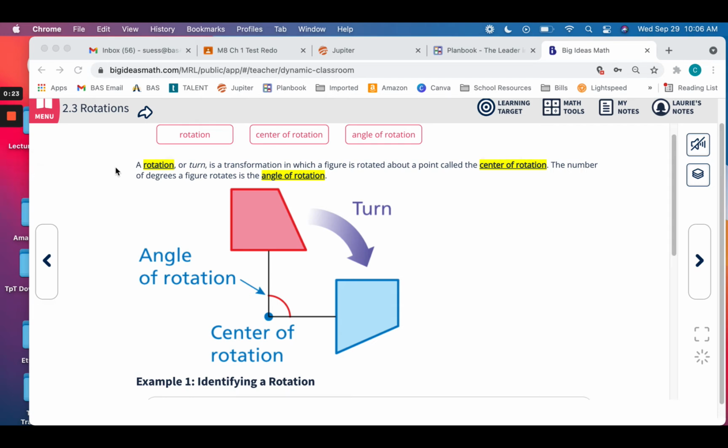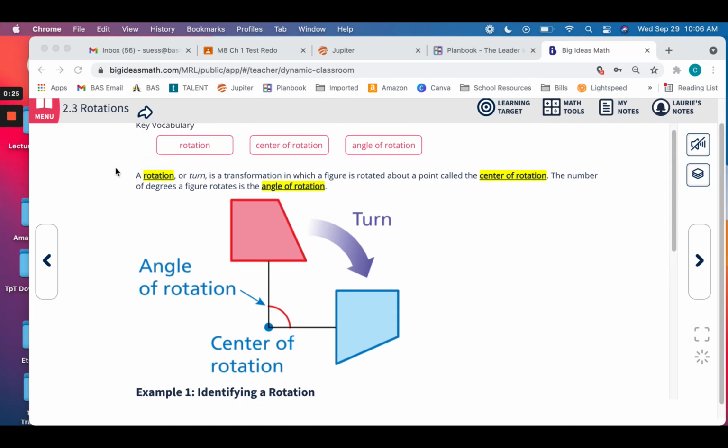Okay, so for this lesson, we're talking about rotation and the center of rotation and the angle of rotation. I really encourage you guys to take your time with this lesson. Try not to rush through it because it's easy to make small little mistakes that make a big difference.